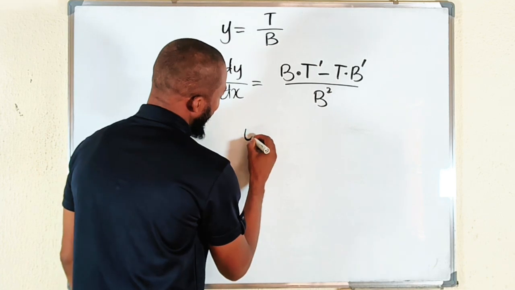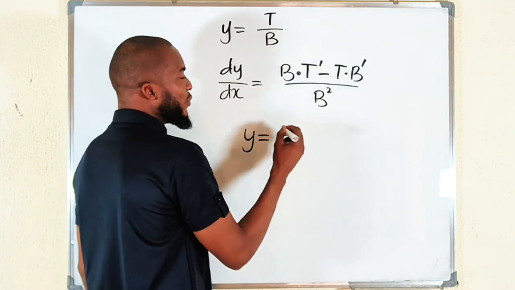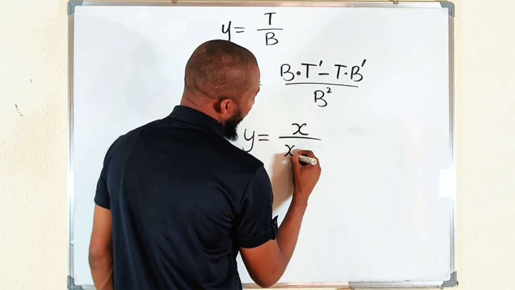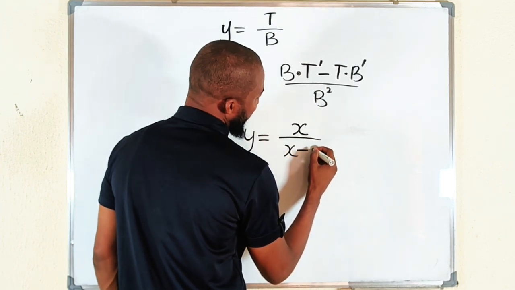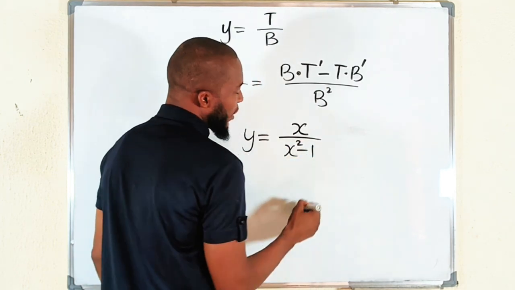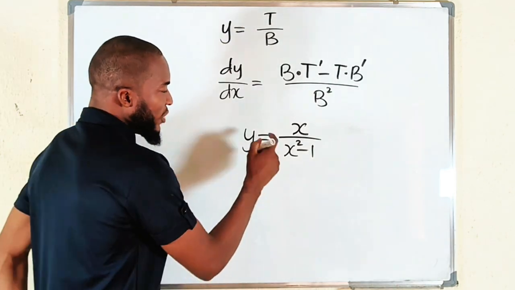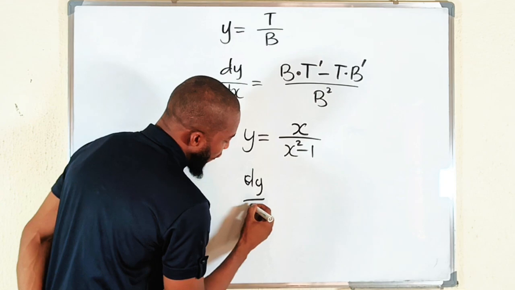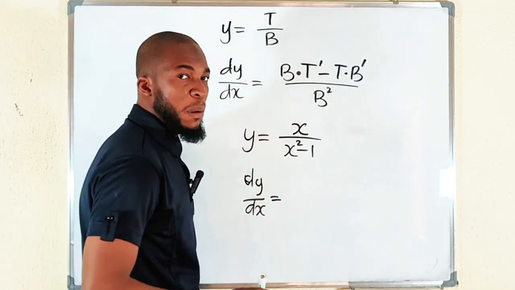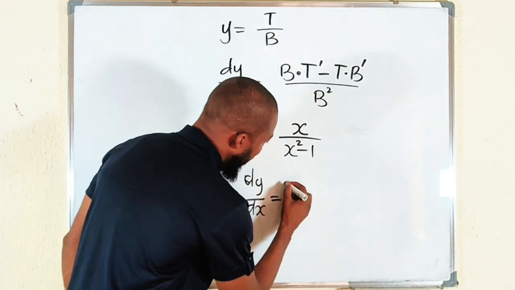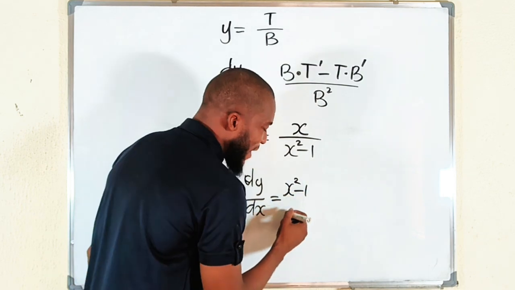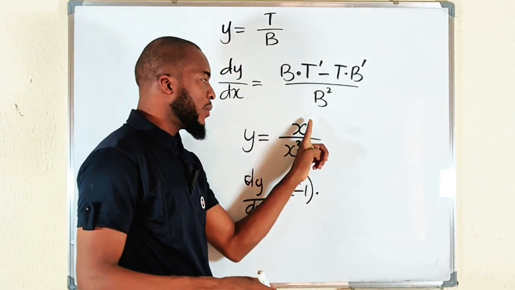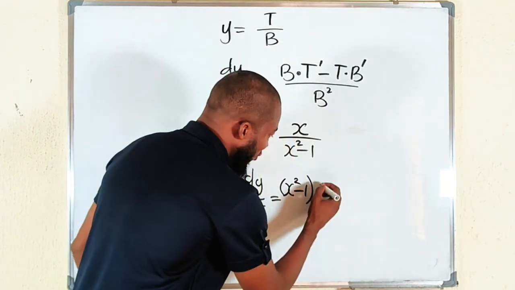So this is an example. Suppose you have y equal to, let me see, x divided by x squared minus 1. For example, you want to differentiate this. This is going to be dy over dx equals bottom. This is the bottom, x squared minus 1. This is the entire bottom. Multiply by the derivative of the top. The top is x. Its derivative is 1.